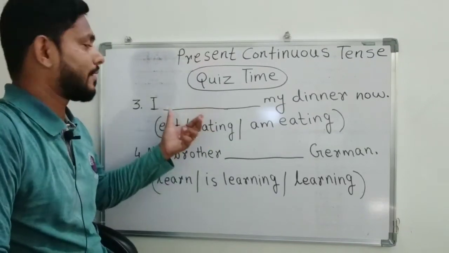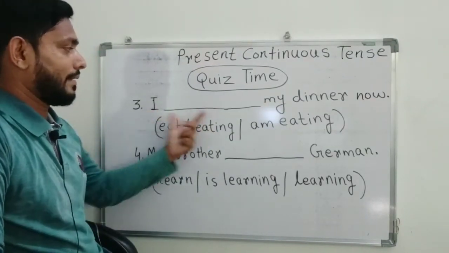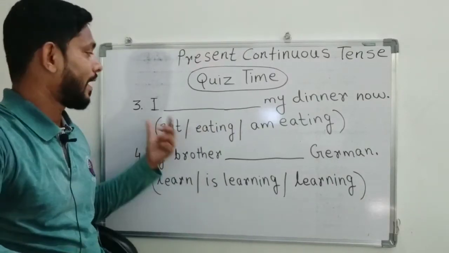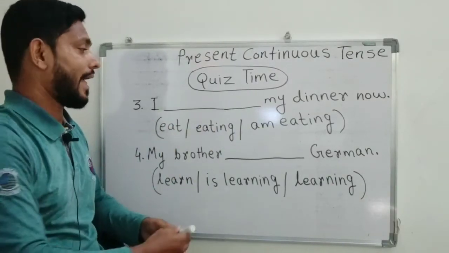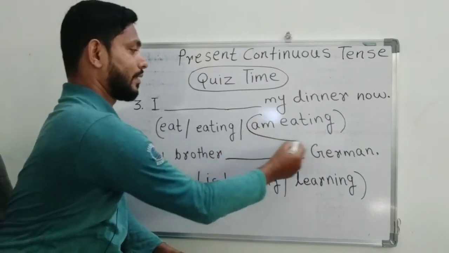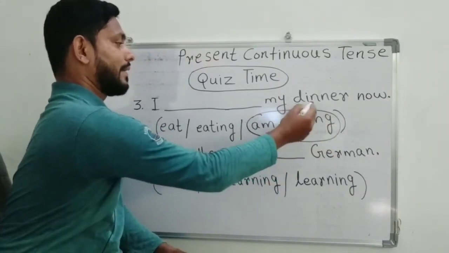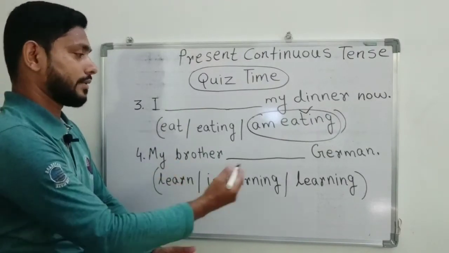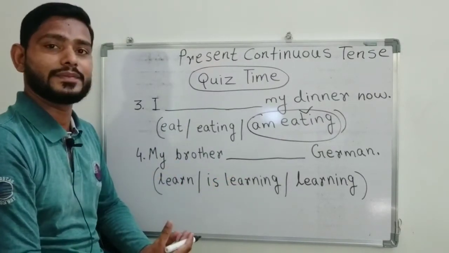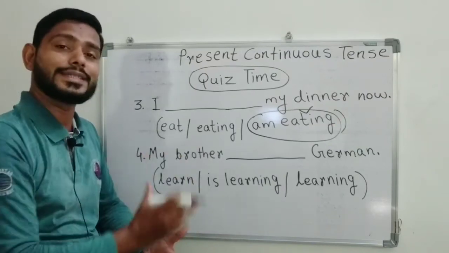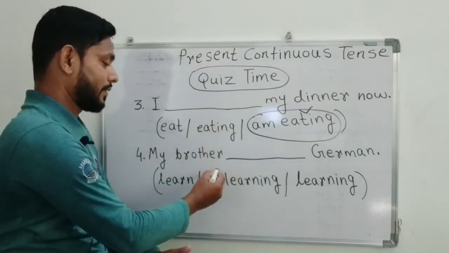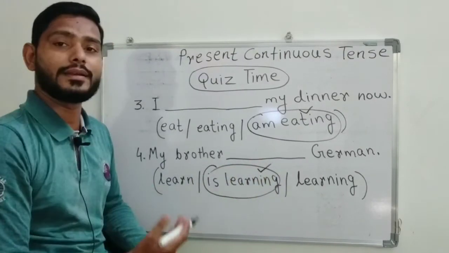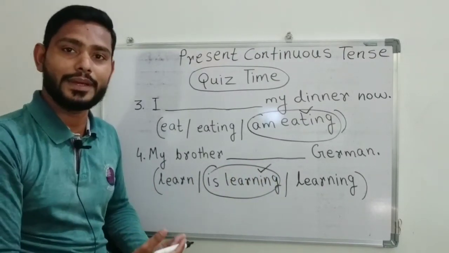Here is the third question for you. I blank my dinner now. What may be the correct one? I is followed by am eating. So this is the correct one. I am eating my dinner now. My brother blank German. What may be the correct one? My brother is singular, so here we will use is learning. My brother is learning German.